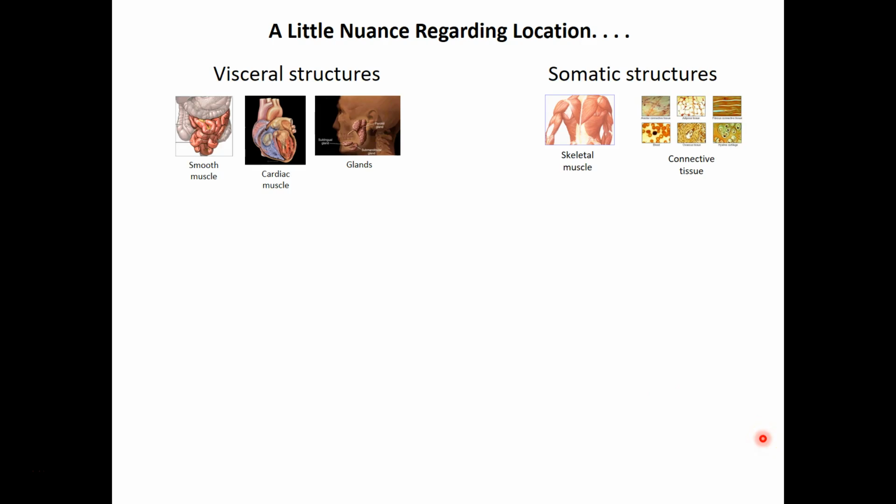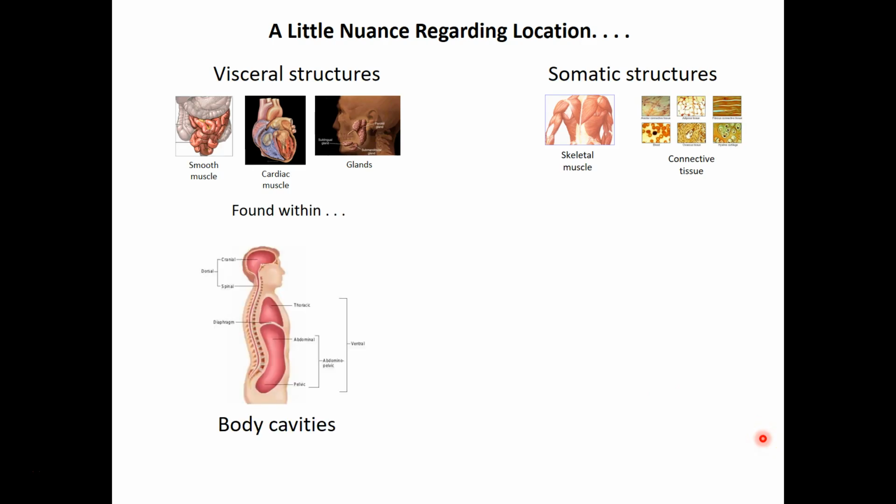Visceral structures in general are found within body cavities. And when you think about the cavities of the body and you think about these structures, I think that makes sense for the most part. The thorax containing the heart, the lungs, which have smooth muscle in the form of arterioles that travel to and from the lungs, the abdominal cavity, the pelvic cavity. So visceral structures, for the most part, are found within body cavities.